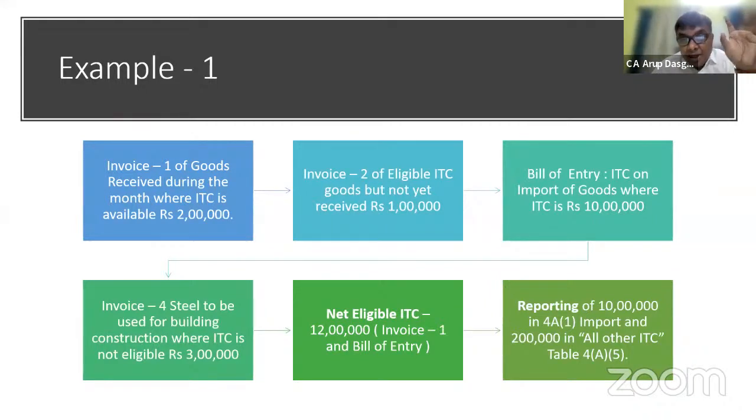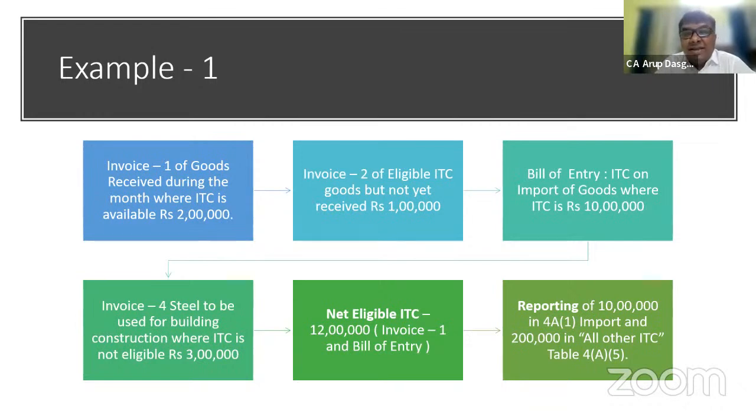Invoice 2, ITC is available for 1 lakh, but I have not got the goods. Invoice 3, ITC on bill of entry, paid 10 lakhs. Invoice 4, there is a blocked credit. I have purchased steel for use in my building construction, 3 lakhs. So as on date, till July 3B, what was I showing? I was showing 12 lakhs.